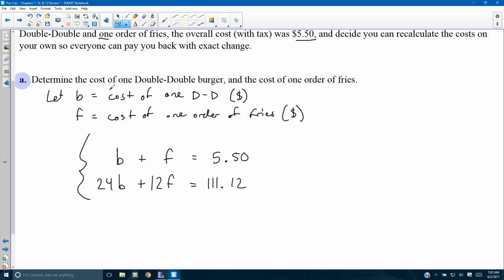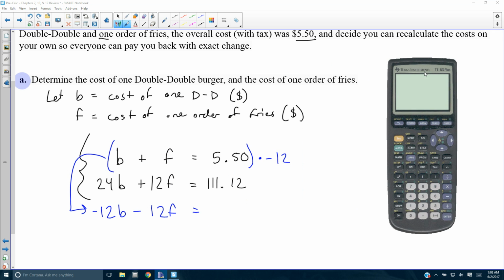We're going to solve for this system here. And this is part A. We're going to use the answer for A to get part B, which is on the next slide. So what I'm going to do here is use elimination. I'm going to multiply this by -12. I'm going to eliminate F and solve for B first. We'll get -12 times B minus 12 times F. This equals, and I have the calculator to work with here, 5.5 times 12. I should know it because you're doing 12 times 5, which is 60.